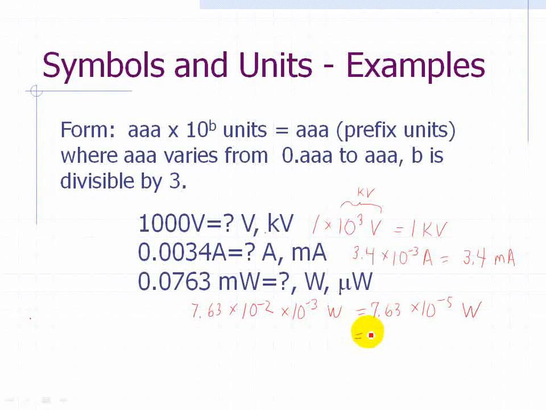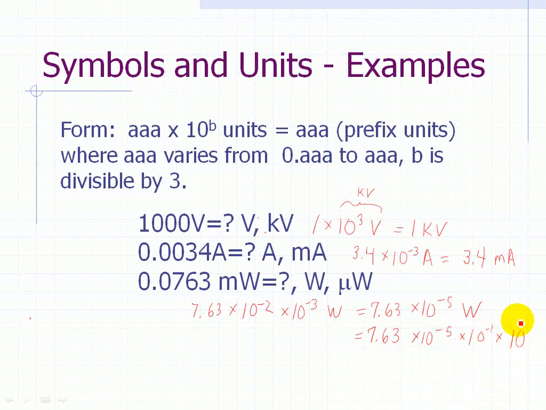Now to put it in microwatts, we know a micro is 10 to the minus 6, so let me rewrite this so we can express it in terms of microwatts. So we have 7.63 times 10 to the minus 5 times 10 to the minus 1. But 10 to the minus 5 times 10 to the minus 1 is 10 to the minus 6. Since I divided here by 10 through the 10 to the minus 1, we'll multiply it by 10. So we don't really change the numerical value here.